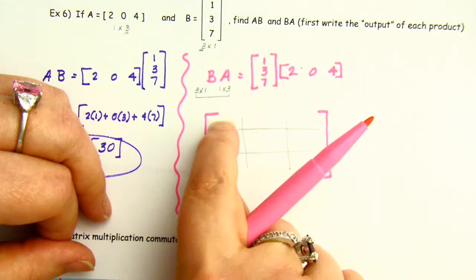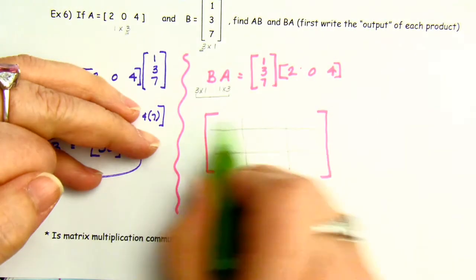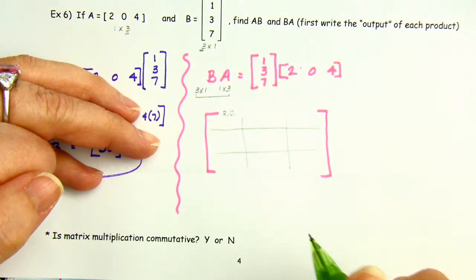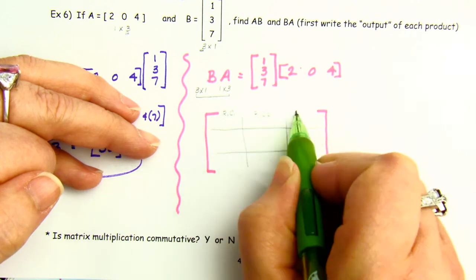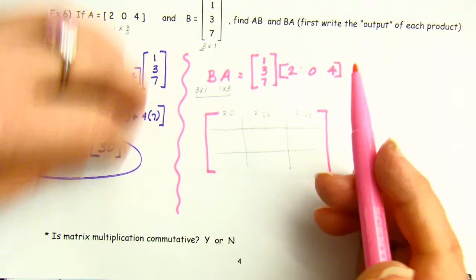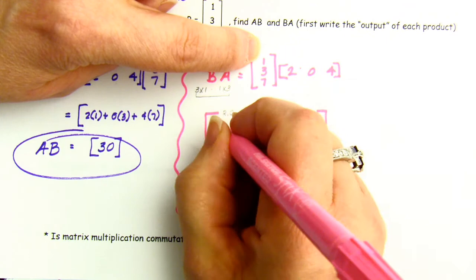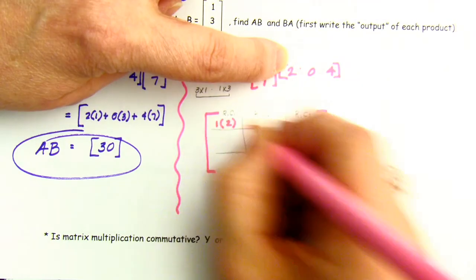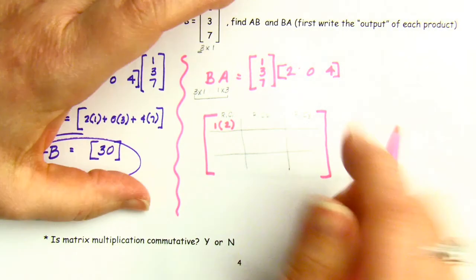This entry up here is in the first row in the first column. Row 1, column 1. This one here is row 1, column 2. This one here is row 1, column 3. And so you're going to take those entries in row 1 and column 1 and multiply them. Row 1 has a 1 in it. Column 1 has a 2 in it. That's all I could do because those are the only entries in the rows and columns.